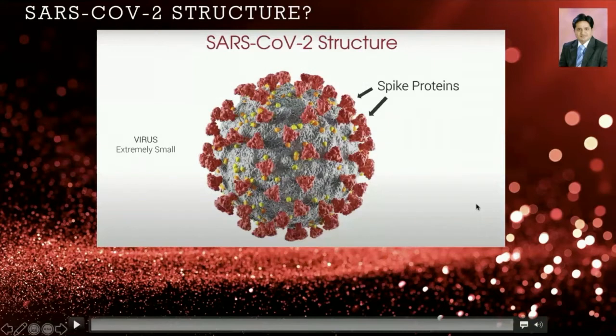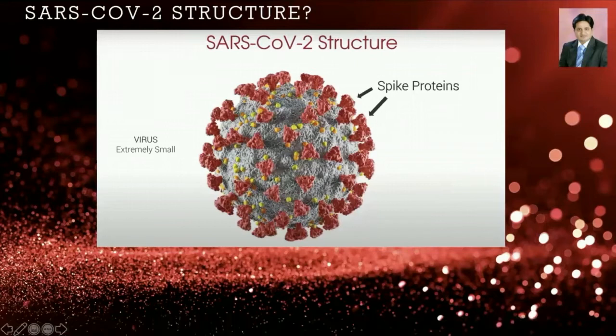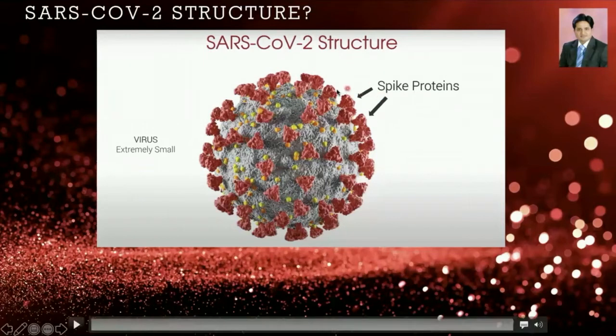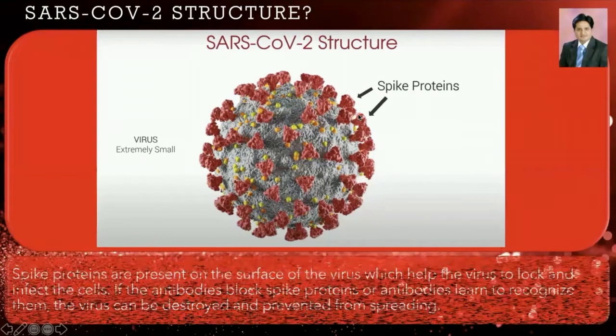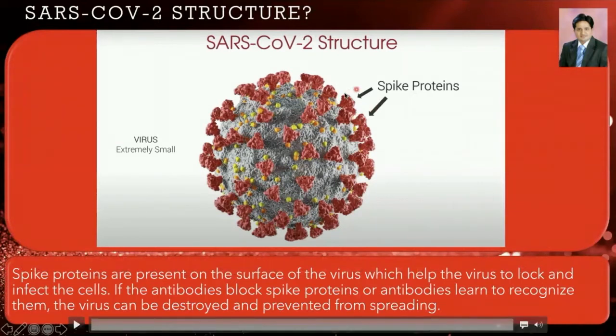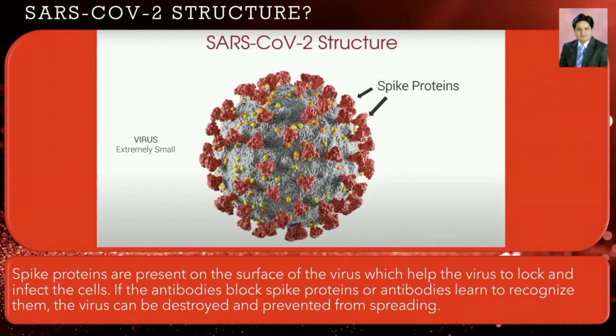So let's look at the structure of the SARS-CoV-2 virus. If you zoom in on the spike proteins, you will realize that these spike proteins are present on the surface of the virus, and they help the virus to lock on and infect the cells. If the antibodies block the spike proteins, or learn how to recognize them, the virus can be destroyed or prevented from spreading.